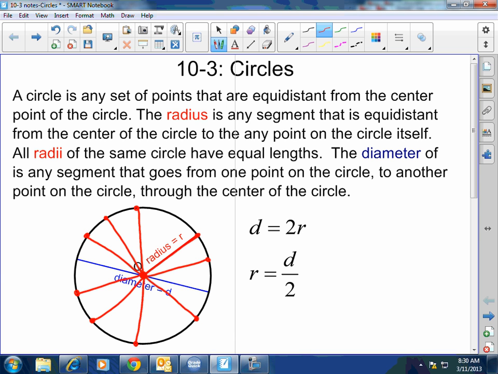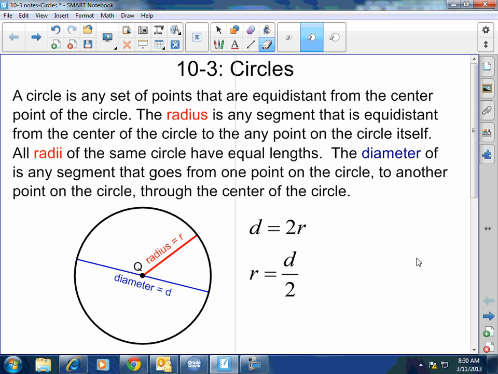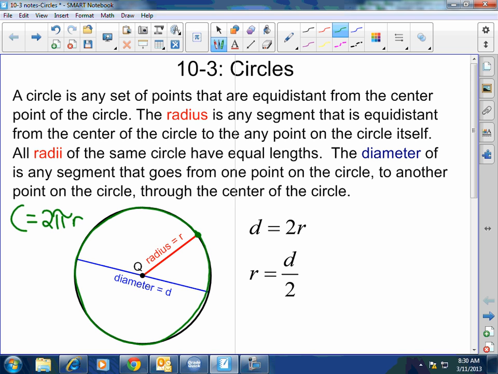Okay, so those are radii. It's any segment that extends from the center of the circle to any point along the circumference of the circle. Please remember that when I say circumference of the circle, that means on the circle itself. Circumference is basically perimeter for a circle. The circumference is exactly the distance around the circle. It is a linear measurement, and if you remember, circumference equals 2 pi r. That's just a little side note.